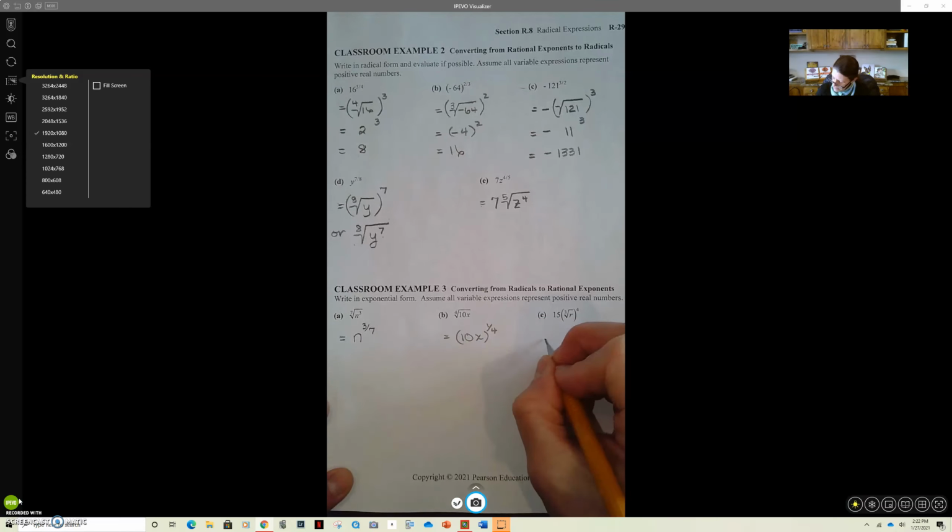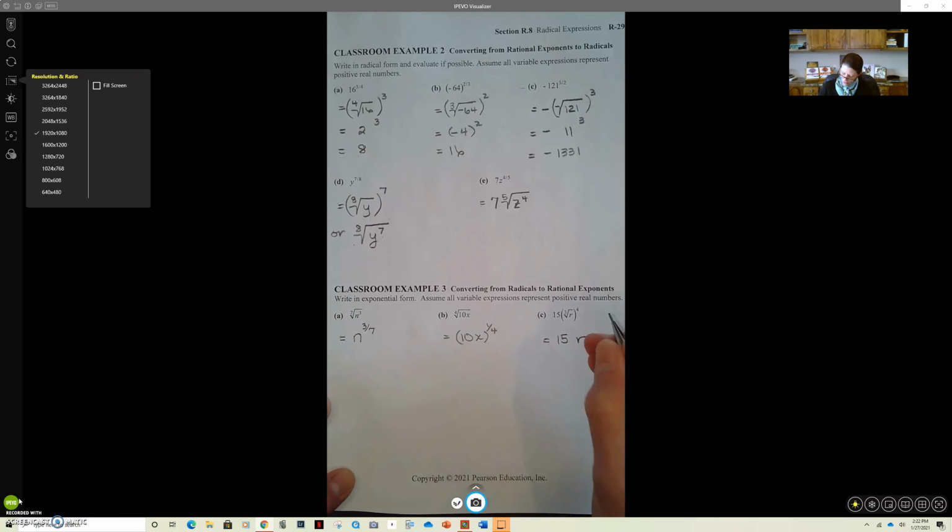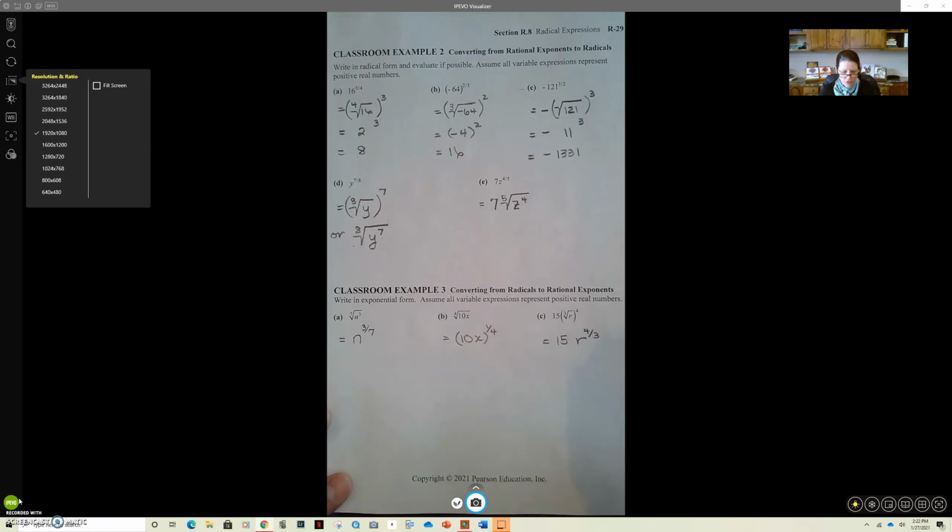And in part C, that is 15 times r to the 4/3. And there we have some examples of simplifying radical expressions.